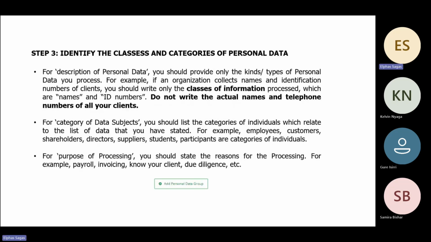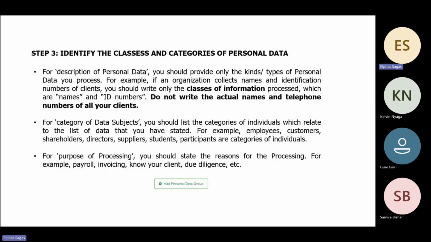After that second step, you move to identifying the classes and categories of personal data. This is very important. When you talk about classes, you need to know if it's just normal personal data or is it sensitive personal data. Are you dealing with minors or people with challenges? So you need to sit down and survey your environment, categorize them in terms of classes, and then bring it again in terms of categories.